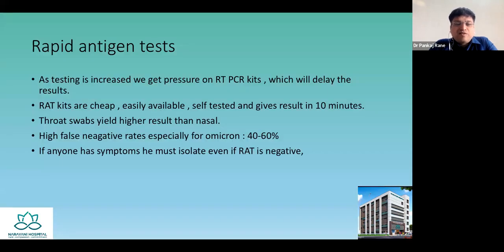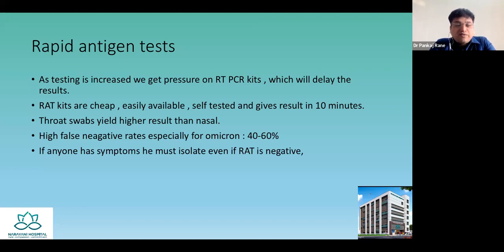So as testing increases, we will get pressure on RT-PCR kits, which will delay testing results. RAT kits are cheap, easily available. Patient can self-test and get the result in 10 minutes. When you are taking a sample for a rapid antigen test, you should take nasopharyngeal swabs, both one from the nose and one from the throat. Most technicians doing RAT take only a nasal swab. If you want to increase the yield of the test, you should take both nose and pharynx swabs.